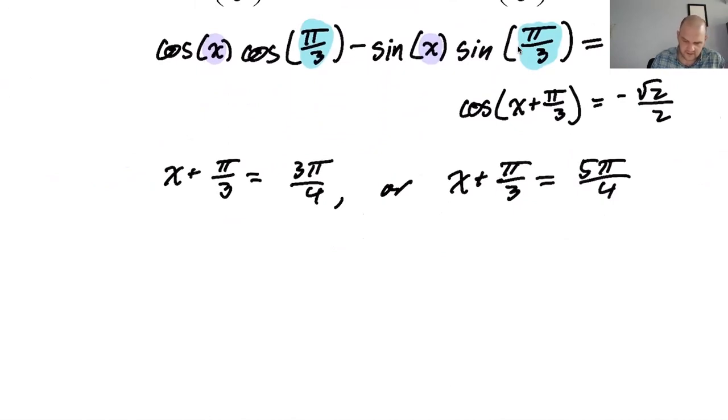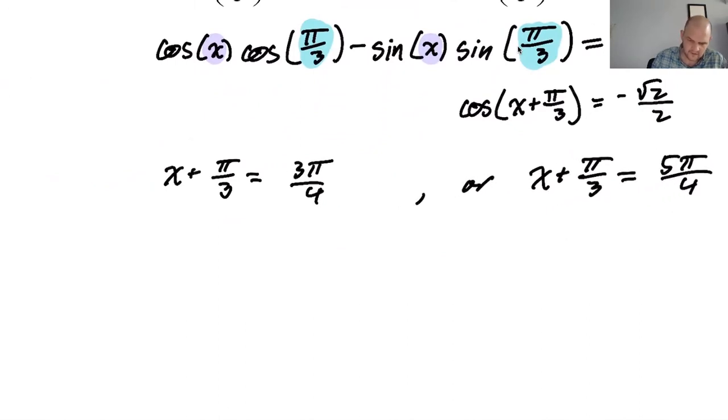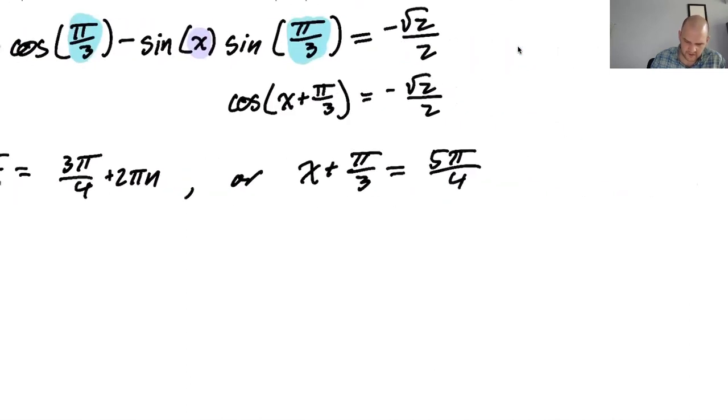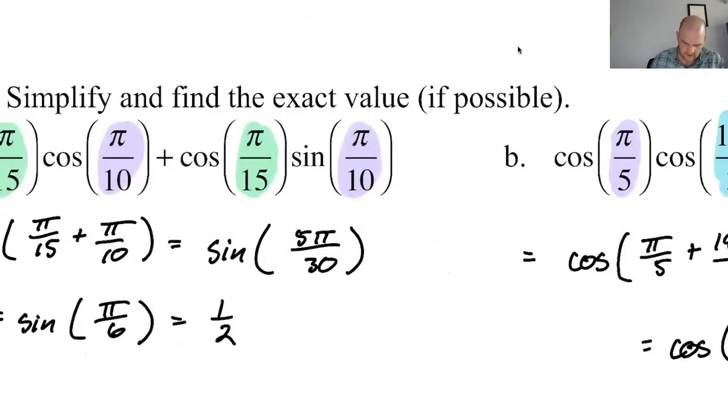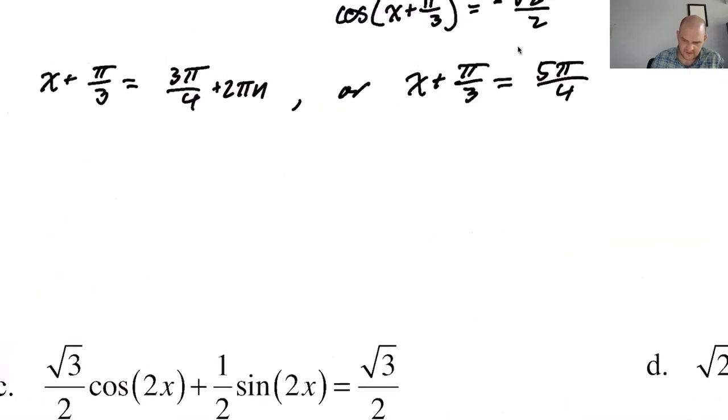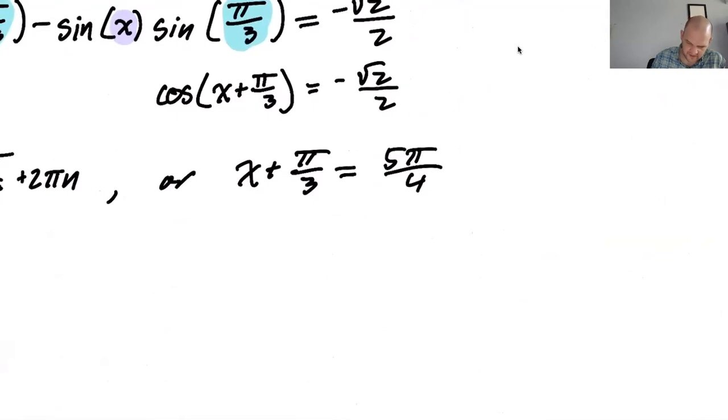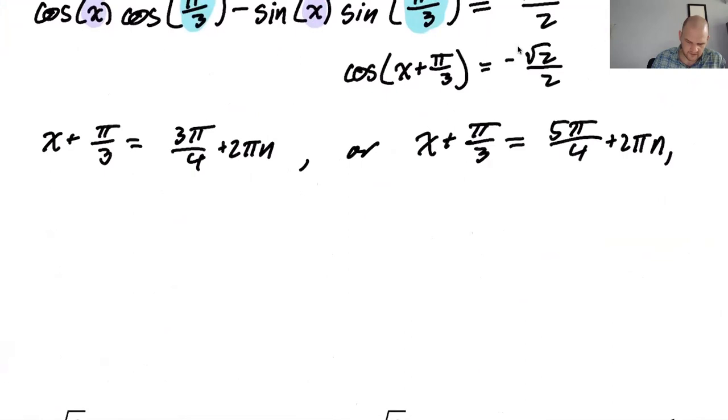What am I even doing? Get out of here with your commas and stuff. There we go, plus 2 pi n. That's why I put a comma there. I knew there was supposed to be a comma, and my brain was like, just put a comma. So I did. All right, here we go.